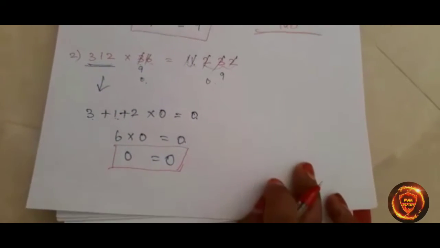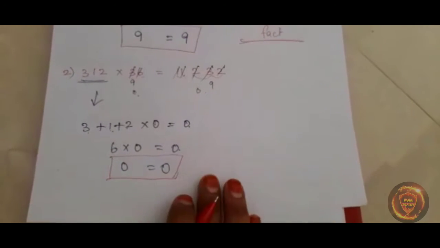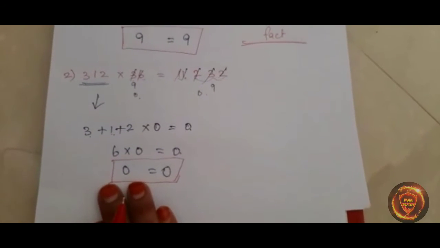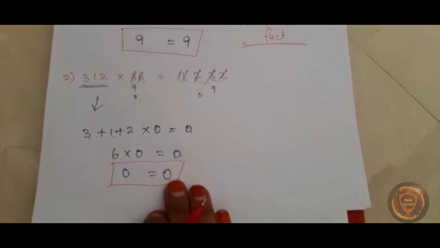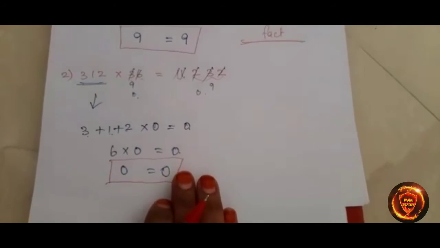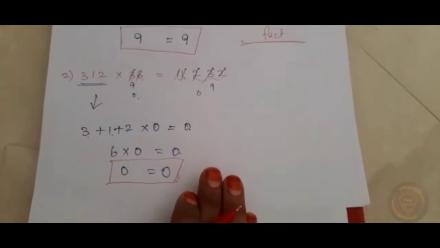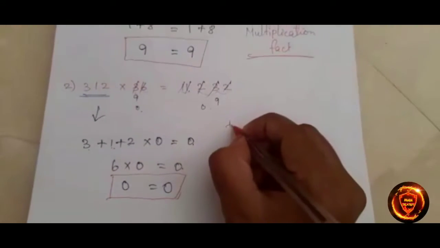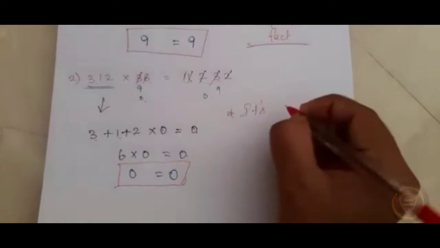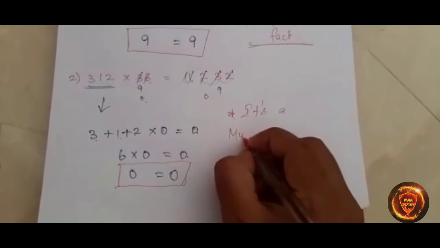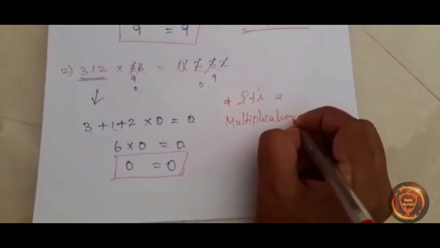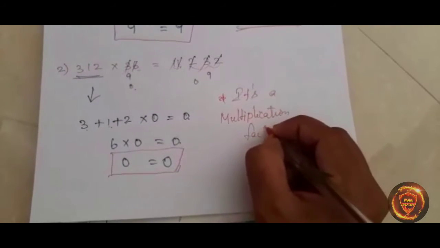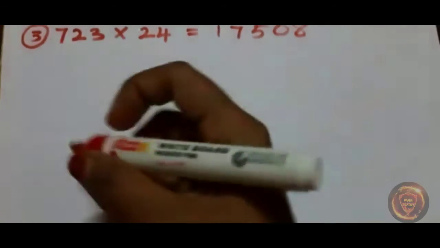So what is the answer? 0 is equal to 0. So both sides are equal, left side and right side. So it is the casting out of the multiplication fact. So it is a multiplication fact. See the third question.